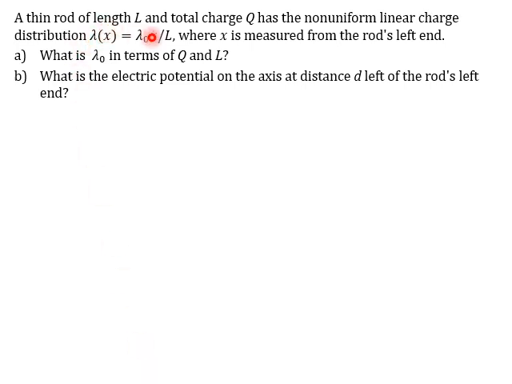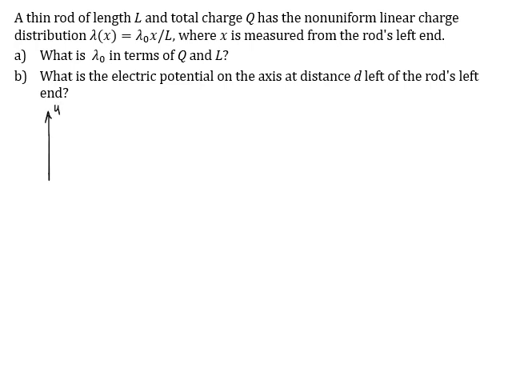Let's do an example now where we have a thin rod of length L and total charge Q, but this time it has a non-uniform charge density. It depends on where on the rod we are, and our x coordinate is going to be measured from the rod's left end. Right off the bat, let's draw a picture of what we're talking about.